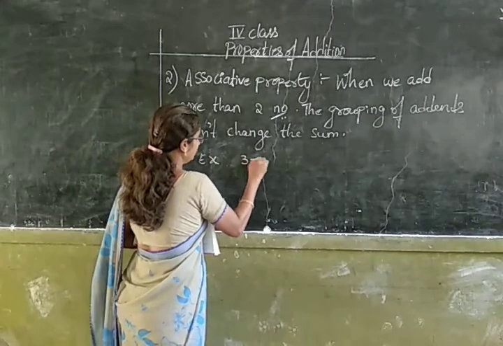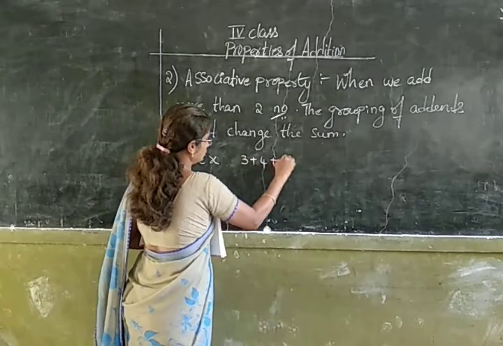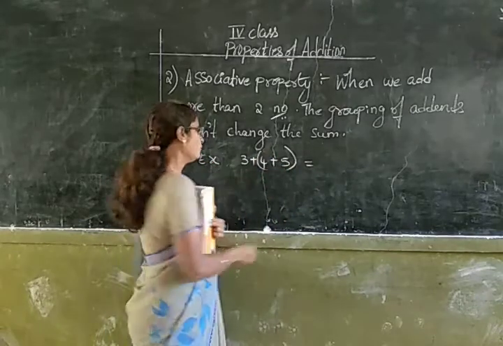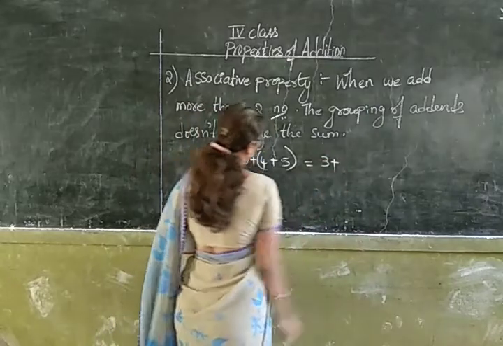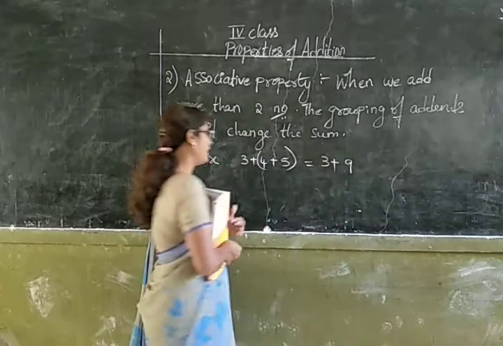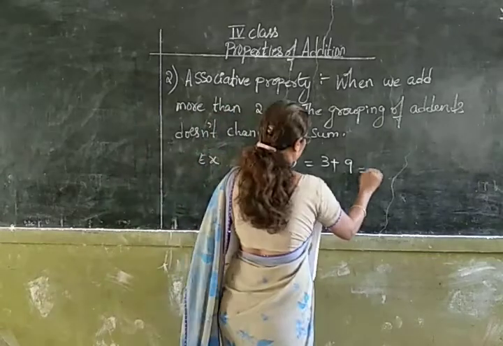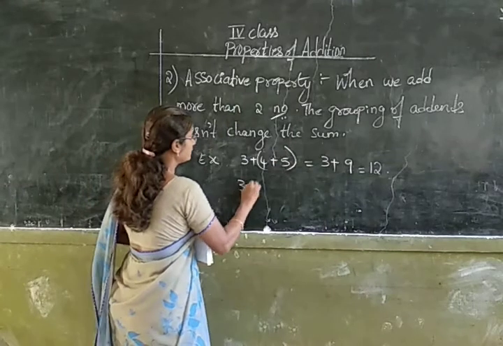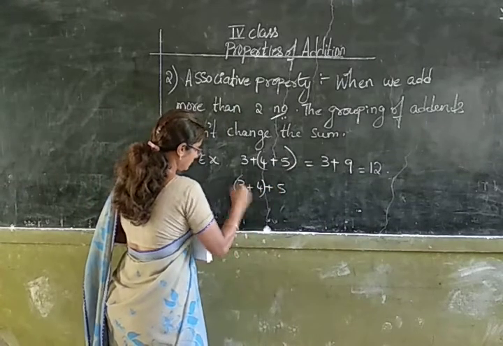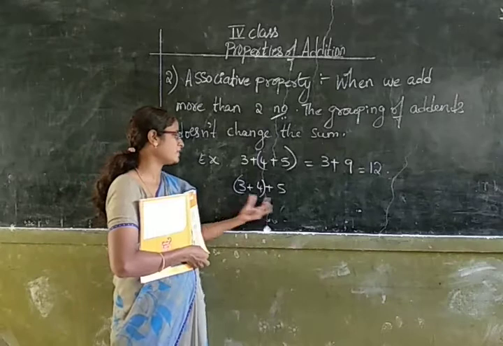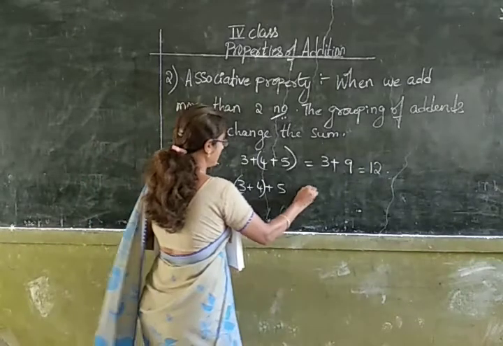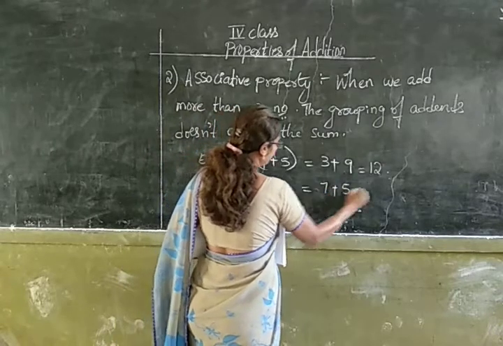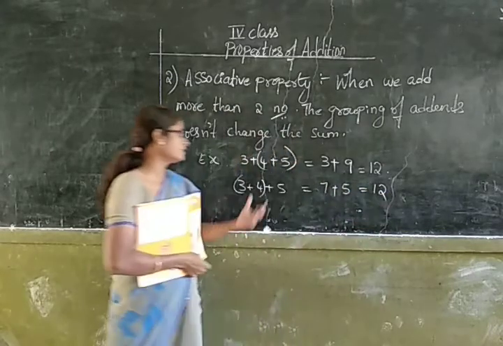Suppose we take three numbers, 3 plus 4 plus 5. If we add 3 to 4 plus 5, 4 plus 5 is how much? 4 plus 5 is 9. And if we add 3 to 9, the result is 12. Similarly, if you add the sum of 3 plus 4 to 5, we will get the same answer. 3 plus 4 is how much? 3 plus 4 is 7. And 7 plus 5 is how much? 12.